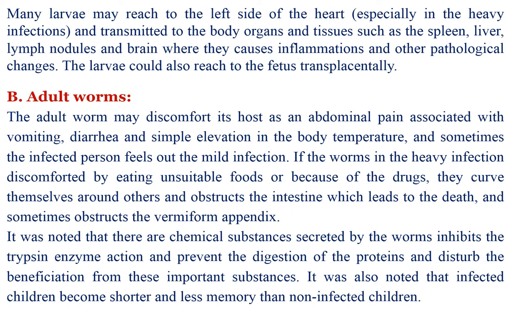If the worms in a heavy infection are discomforted by eating unsuitable foods or because of drugs, they curl themselves around others and obstruct the intestine, which leads to death, and sometimes obstruct the vermiform appendix. It was noted that chemical substances secreted by the worms inhibit the action of the trypsin enzyme and prevent the digestion of proteins and disturb the benefit from these important substances. It was also noted that infected children become shorter and have less memory than non-infected children.